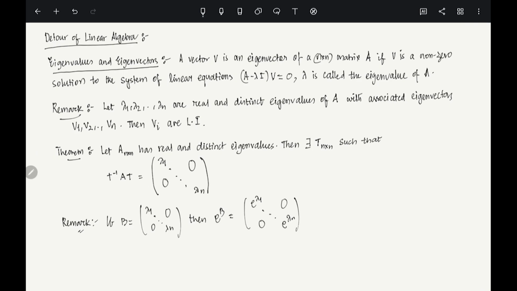So let's look at this theorem. What does the theorem say? It says that if A has real and distinct eigenvalues, then you will have a matrix T such that T inverse A T is a diagonal matrix, which we can also write as diagonal of lambda 1 up to lambda n. How do you prove something like this? The proof is actually easy. Proof.